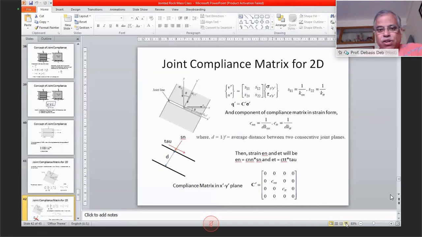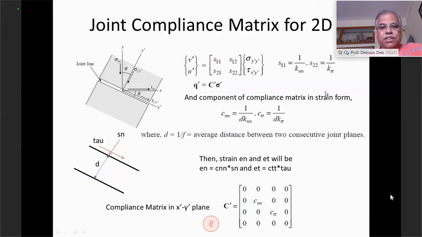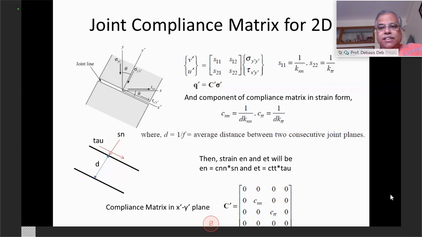Now if I go here, this is that relationship. Now this is 1 by Kn and this is 1 by Ktt. And as I told you, always remember that Kn or Ktt are in Pascal per meter, not Pascal. Okay, that is the unit. So per meter of displacement, how much stress is required in shear direction and in normal direction. This is the main thing here.